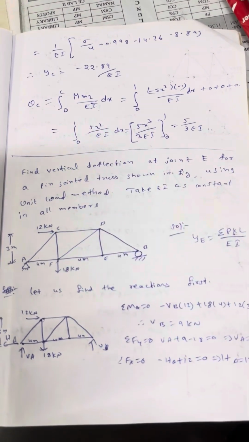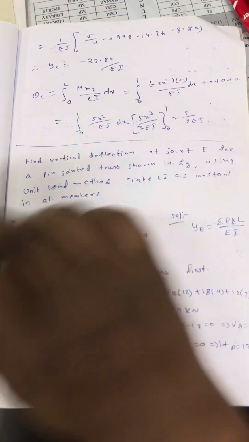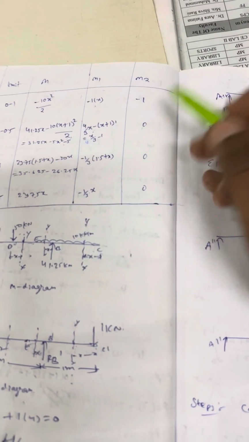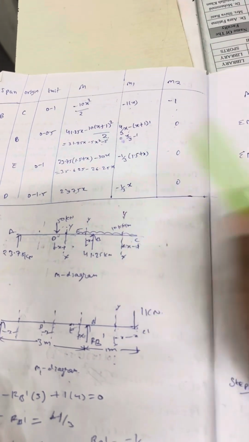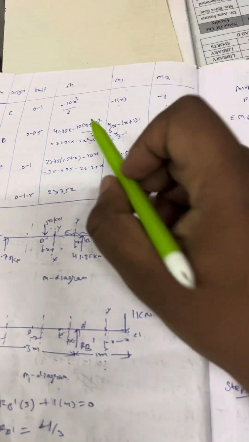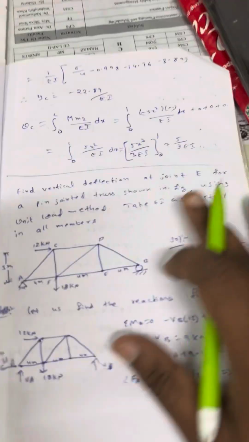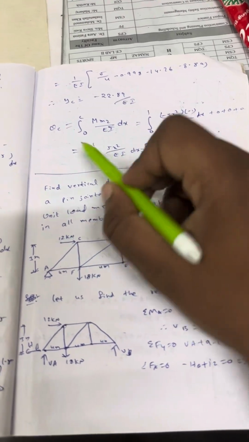Theta C equal to integration 0 to L M M2 by EA dx. So here the capital M, for which portion? For CB only we have, that is minus 1. So this into this one, remaining everything is 0. Okay, so M into M2, MM2, so this one, so we will get 5 by 3EA theta C.